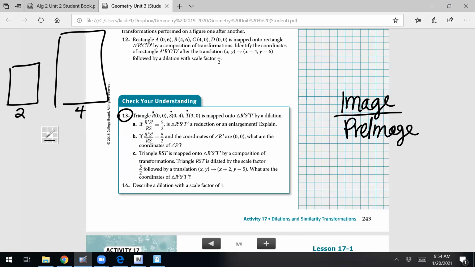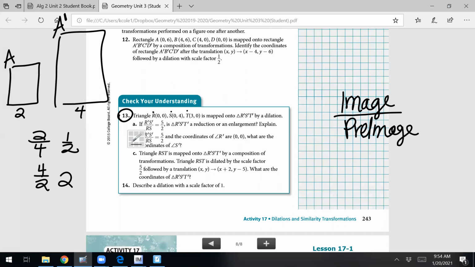2 or 1/2, okay? Because not knowing who was first, you could say 2 over 4 gives me a scale factor of 1/2, or 4 over 2 gives you a scale factor of 2. So it's very important that you know who is the pre-image and who is the image. When you're looking for that, look for the little prime mark. The prime mark means that is the image. That's the after, the one that has been dilated.